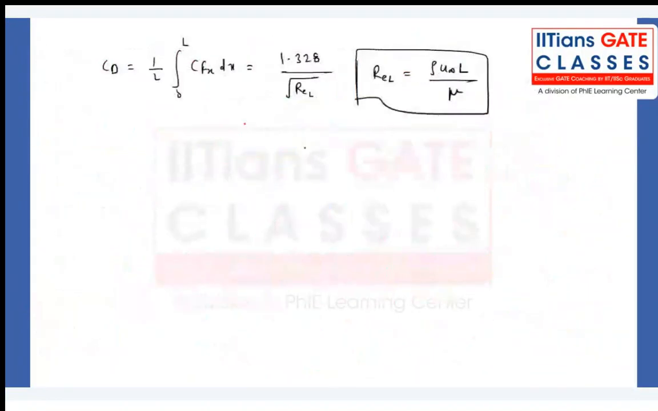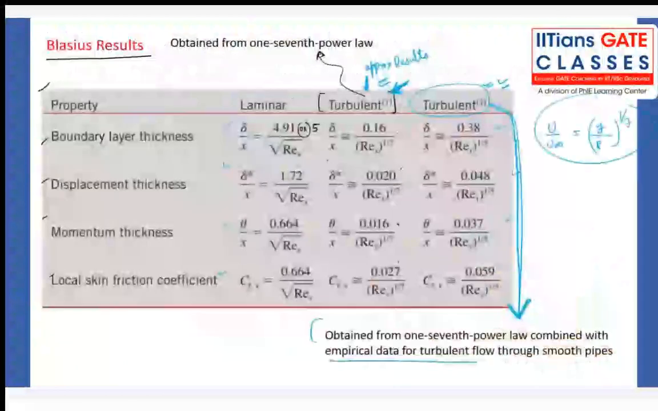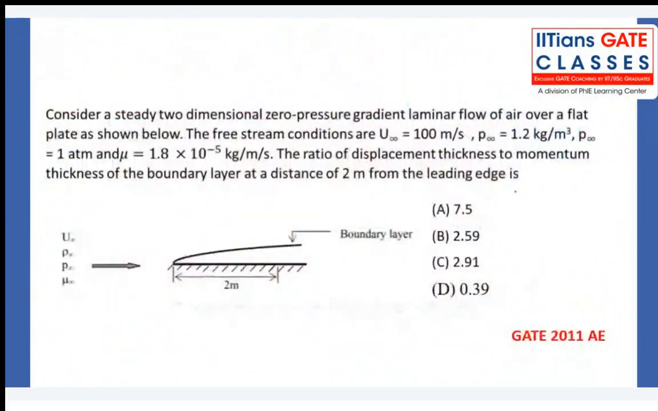Now, tell me the answer for this very quickly. That's a very simple one, no velocity profile. We have to use the Blasius results, and the answer will be B.